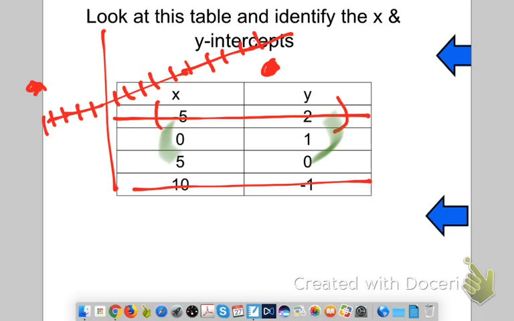So if I were to plot 0, 1, that means I go up 1. Look at it, I'm right on the y-axis. So that point is going to be my y-intercept. Likewise, 5, 0 tells me I go to the right 5. 1, 2, 3, 4, 5, and I stay there. So that's going to be my x-intercept because it's on the x-axis.